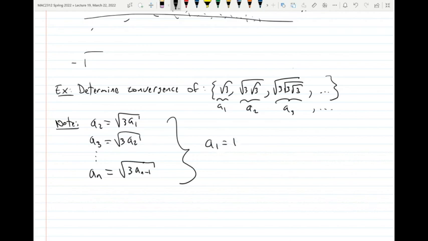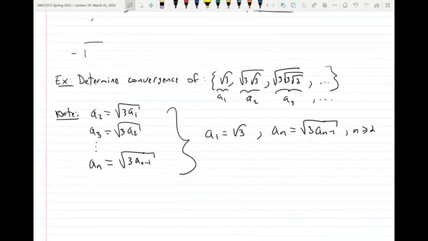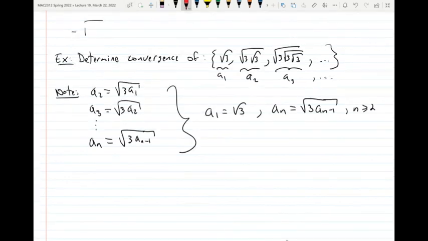We can say that the first term is square root of 3, and then any other term can be calculated by doing the square root of 3 times the previous term, as long as n is 2 or bigger. So this is a recursive definition. I'm going to take advantage of this recursive definition to show these properties that we want, monotonicity and boundedness. So first, a_n is monotonic.